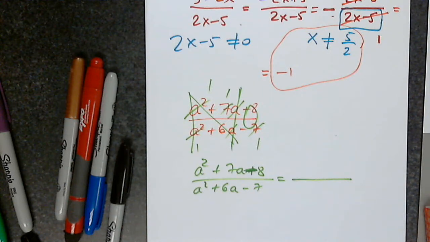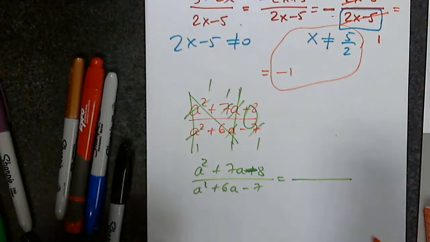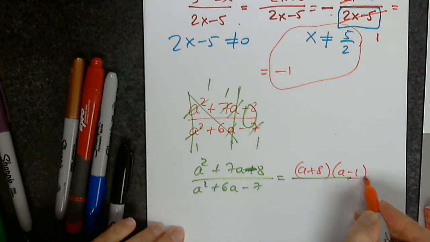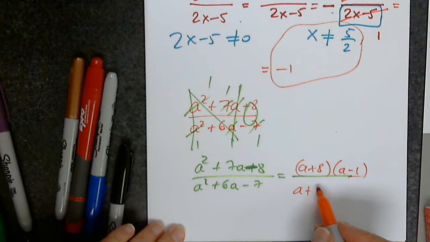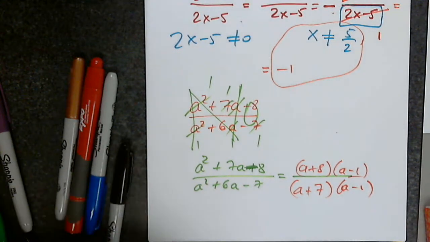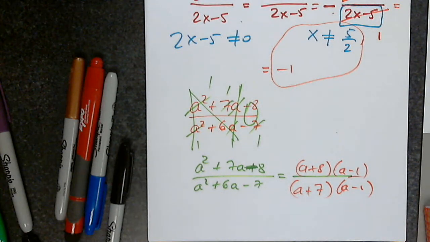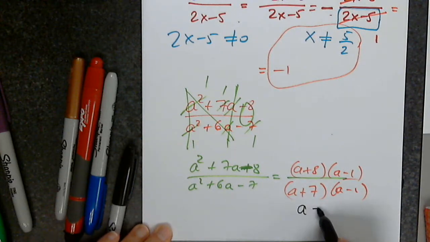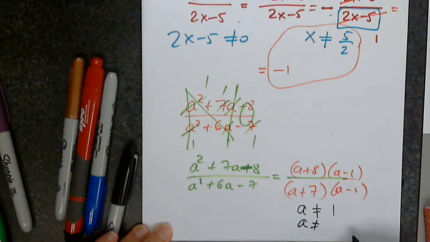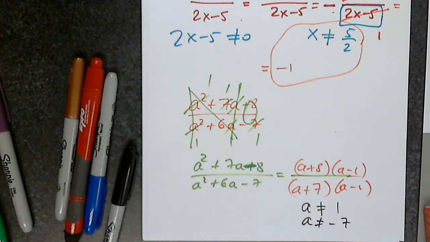A plus 8, a minus 1. Very good. Indeed, a plus 8, a minus 1. How do I factor a denominator? Very good. How many restrictions will you give me now for a? You will give me a not equal 1. Yes, and a not equal negative 7. We don't state restrictions for the top.